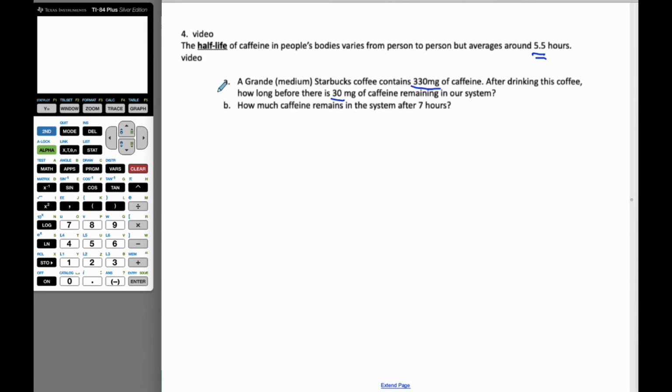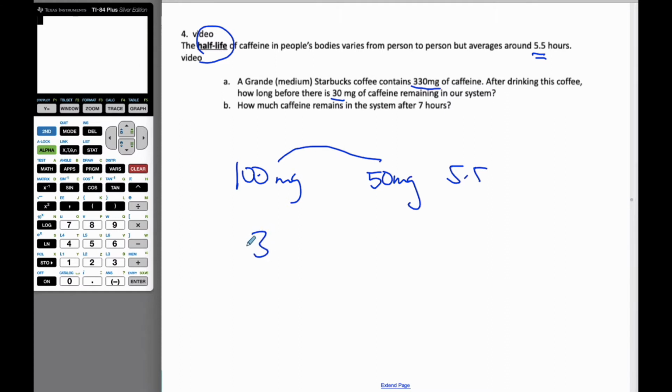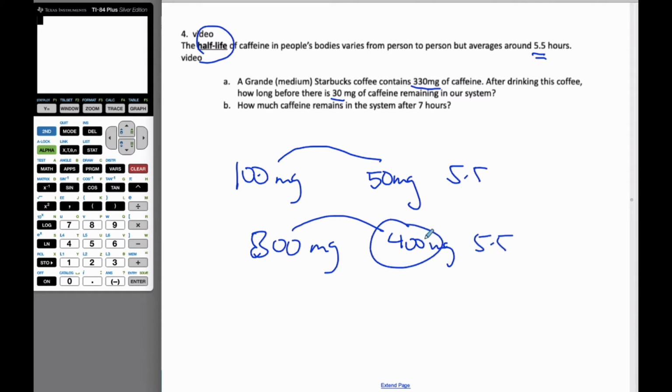Well, in order to figure this out, we have to understand this idea of a half-life. And what a half-life does is if, let's say, we start off with 100 milligrams of caffeine, half of it is 50 milligrams. And so it will take 5.5 hours to degrade from 100 to 50. If I had, let's say, 800 milligrams, half would be 400 milligrams, and that would take another 5.5 hours. And so if this 400 goes to 200, that would also be 5.5 hours.